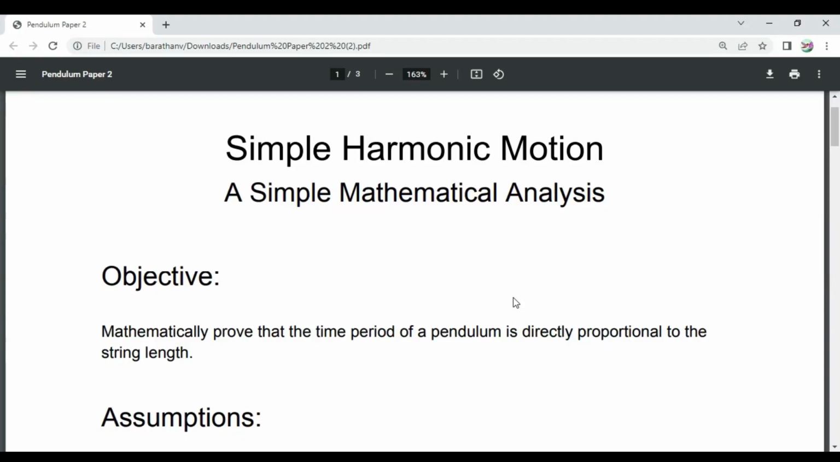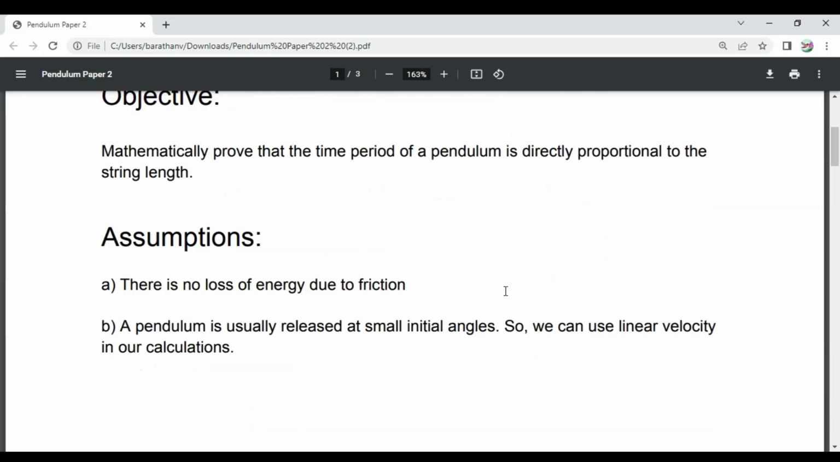So today we're going to see a simple mathematical analysis on simple harmonic motion. Our objective? To prove that the time period of a pendulum is directly proportional to the string length. We're going to use some assumptions just to keep our math simple.